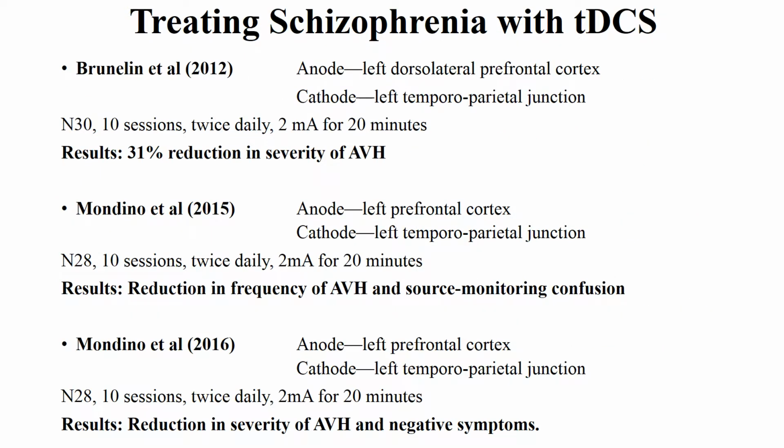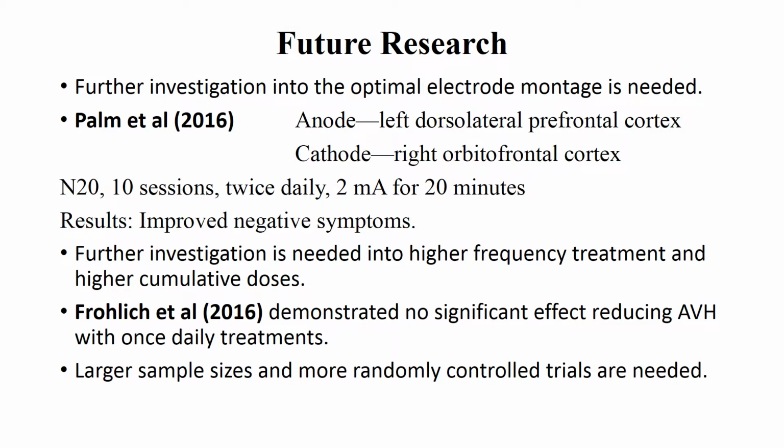Although the majority of research into the efficacy of tDCS for treating schizophrenia has been limited to case studies, 3 randomly controlled trials employing the commonly used electrode montage have shown promising results, reducing the frequency and severity of auditory hallucinations. Further investigation into the optimal electrode montage is necessary because electrode placement plays a key role directing the electrical current toward the relevant dysfunctional brain regions.